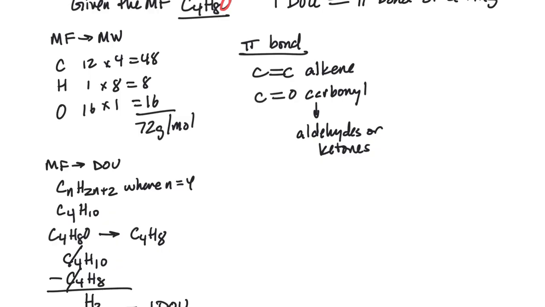So the other scenario is a ring. So ring just means a cyclic structure. So for this, we could either have all carbon in the ring. So that's one scenario. Another scenario is to include oxygen in the ring.